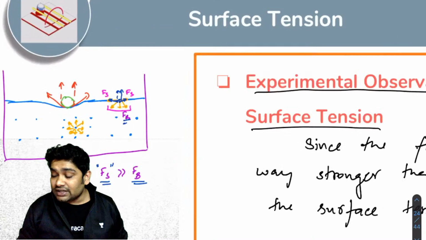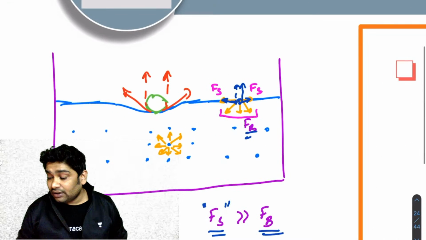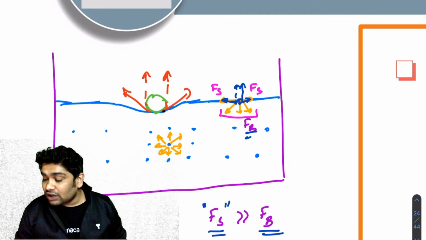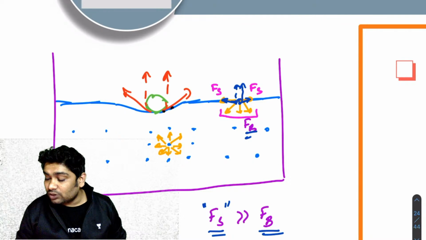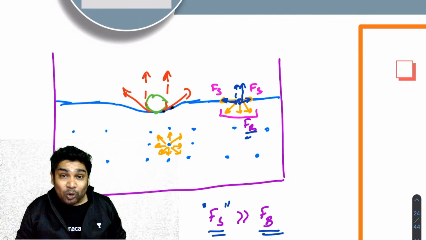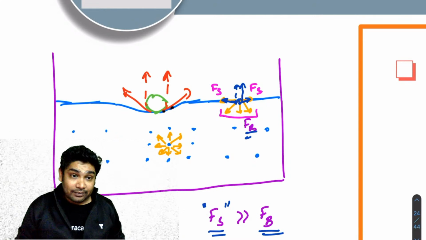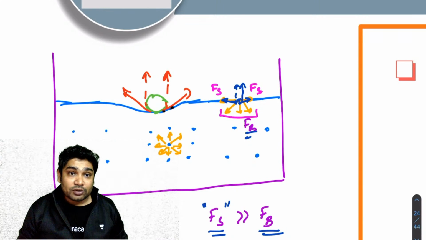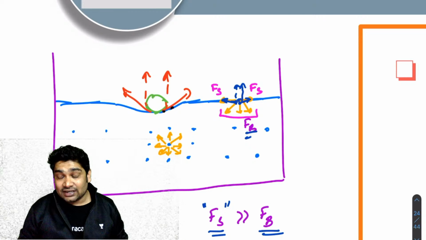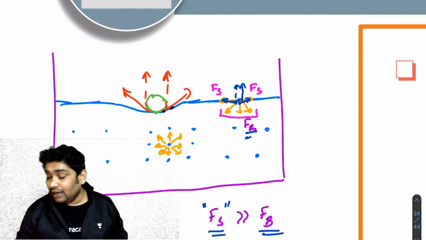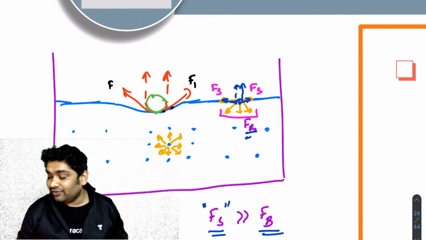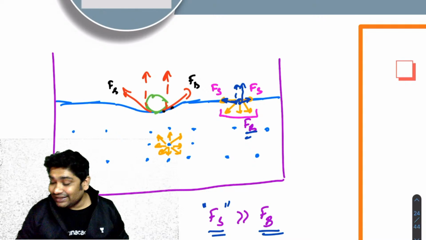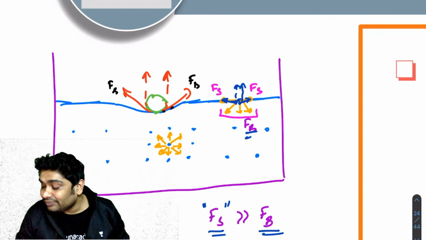Now, it is due to this strong force that these surface molecules are feeling that this force is able to support the weight of an iron pin. Okay, it is that strong surface force due to the surrounding molecules that the weight of the iron pin can be sustained. Now imagine if this force is Fs and this force is also Fs, and this angle is, let's say, theta.